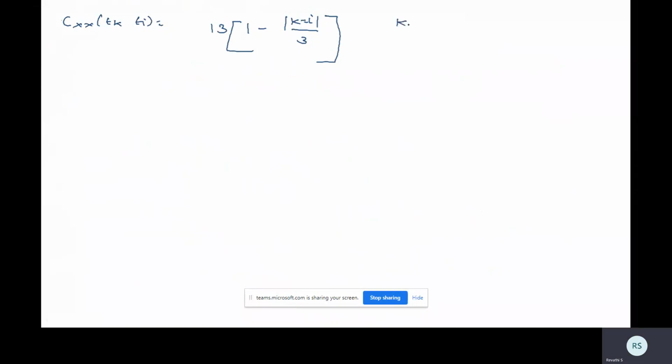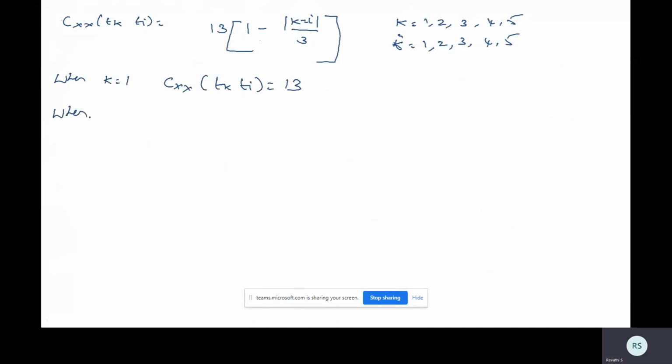Now what is your job? You have to apply K equal to 1, 2, 3, 4, 5 and I equal to 1, 2, 3, 4, 5, and then find the matrix values. So as usual, when K equal to I, this complete second part will become 0. Therefore, Cxx of Tk comma Ti is equal to 13.